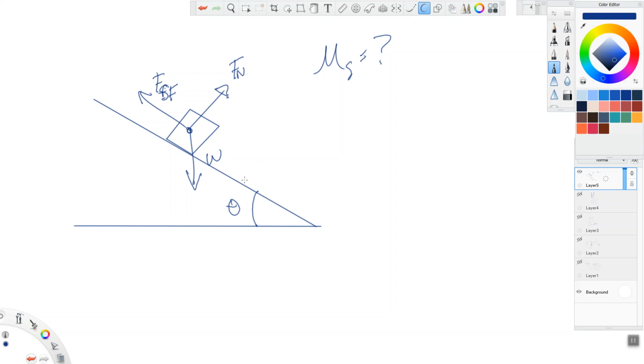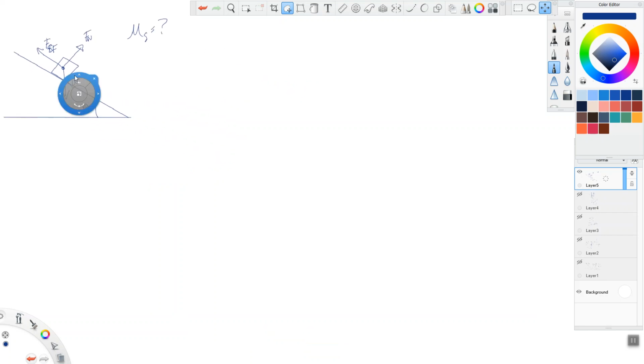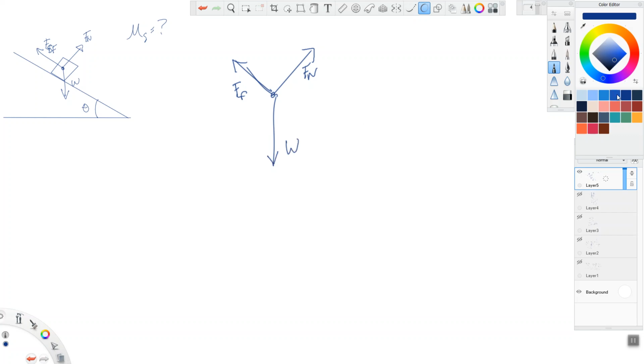Now what I'm going to do is break out my components. I'm going to take this thing and make it really small and move it off to the side. Redraw my forces, this time a little bit bigger: normal force and weight. Break these into their components. We're going to have weight perpendicular and weight parallel.